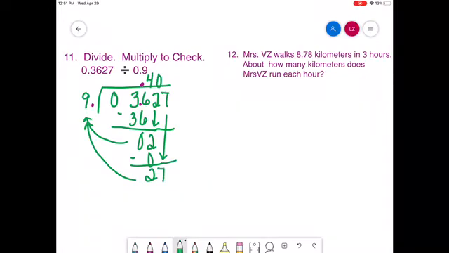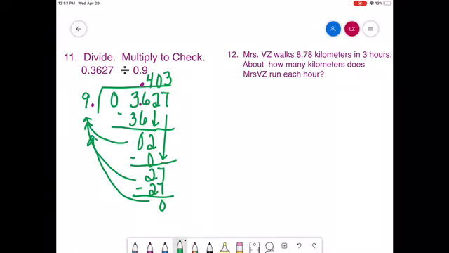9 goes into 27 3 times. 3 times 9 is 27. We subtract, and we get 0. 0 is less than 9. We don't have anything to bring down. We don't have a remainder. So this is going to be our answer. Remember, when you give answers in decimals, you always want to have something in the 1 spot, even if it's a 0. So 403 thousandths is our answer.